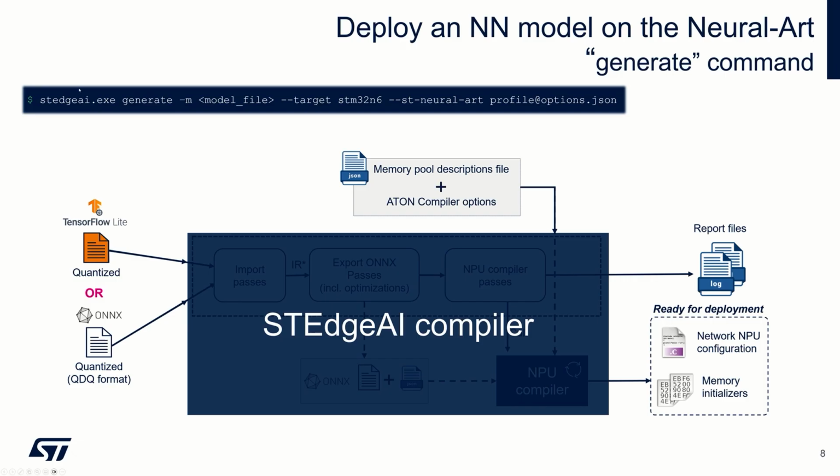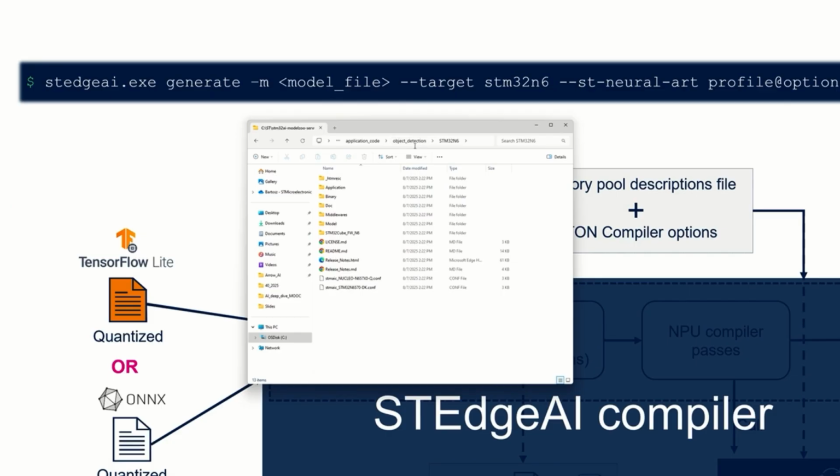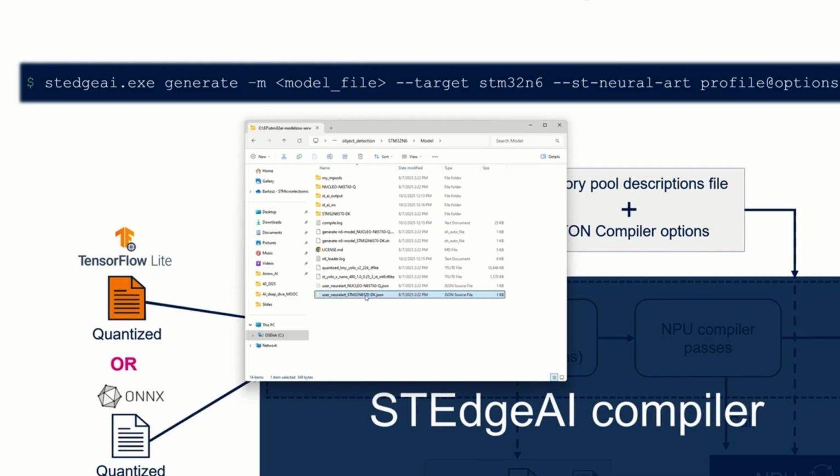So let me show you examples of those two files. We are in the application code folder of the Model Zoo Services repository, then object detection, then the N6 use case, and we are entering the model subfolder. The configuration of the compiler is here, user neural art STM32N6 570DK JSON. DK because we are using a discovery board. It is also an option to use a Nucleo board. So let's open this file.